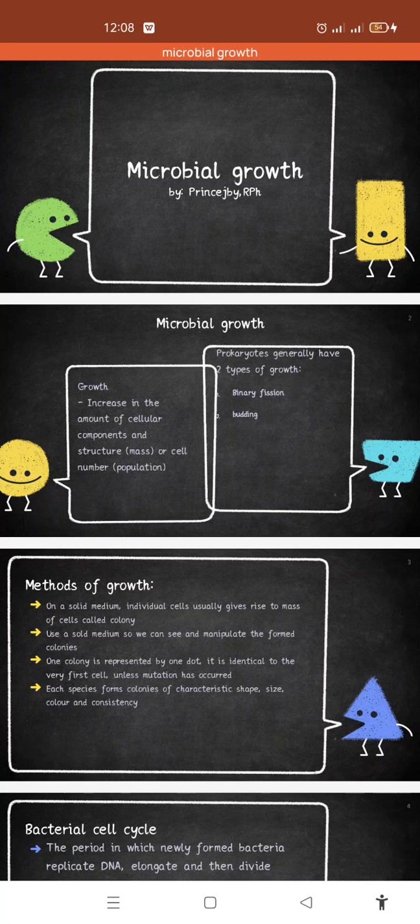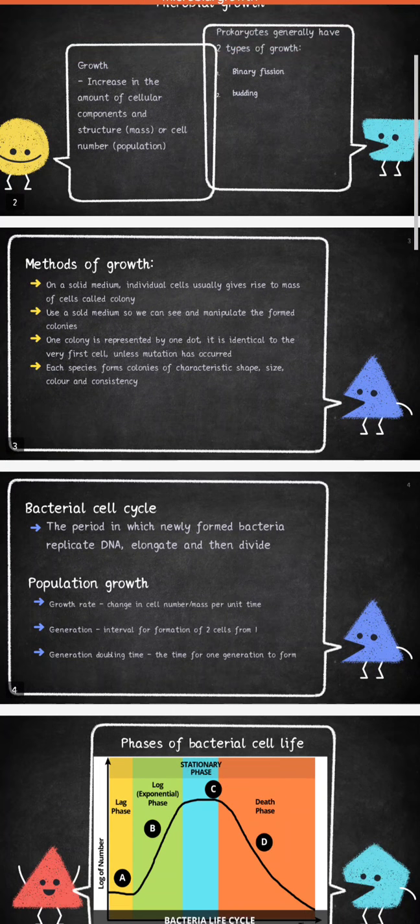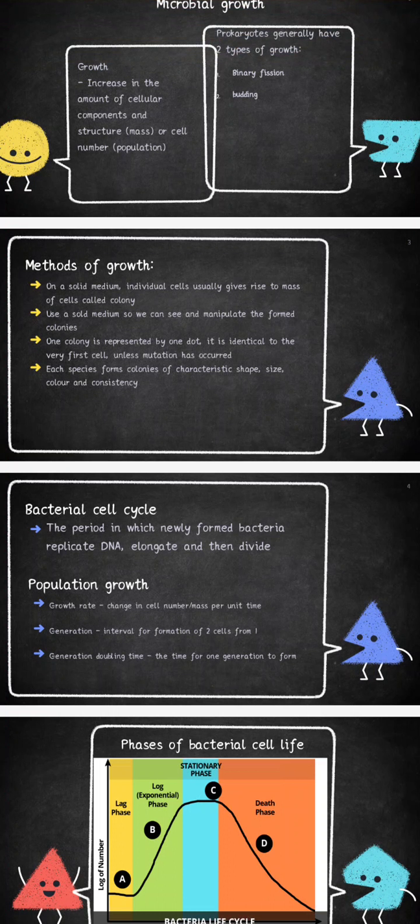For binary fission, examples again are unicellular algae and protozoa. For budding, examples are yeast and other fungi. Next slide. What are the methods of growth of your microbes? First, on a solid medium, individual cells usually give rise to a mass of cells called a colony. So first, they build a colony.